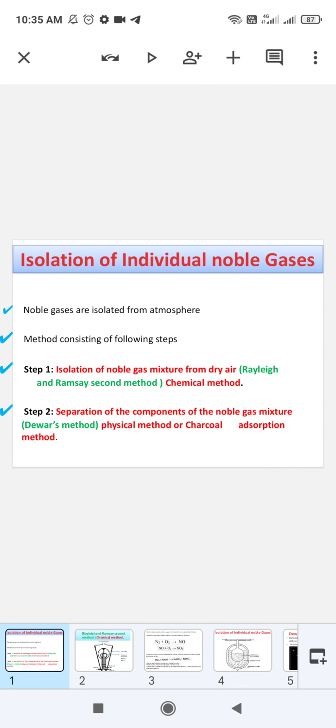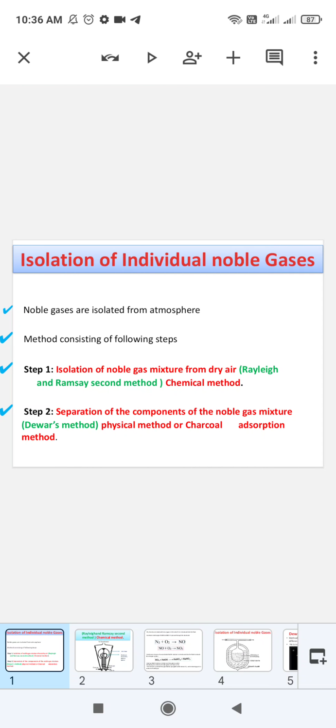This method consists of two steps. Step 1 is the isolation of the noble gas mixture from dry air, and this method is known as Rayleigh and Ramsay's second method, and this is an example of a chemical method. The second step is the separation of the components of the noble gas mixture, and this is a physical method, otherwise known as the charcoal adsorption method, or the Dewar method.